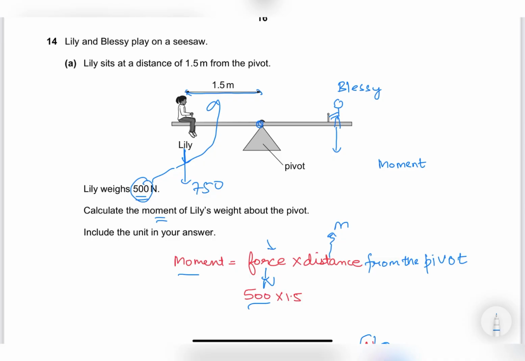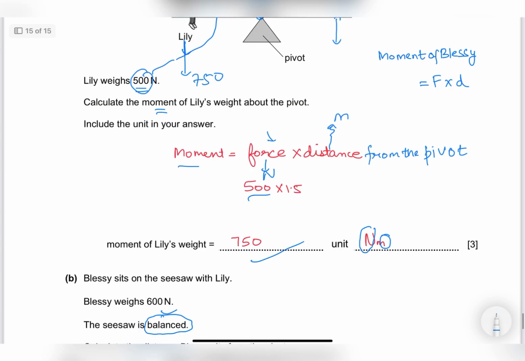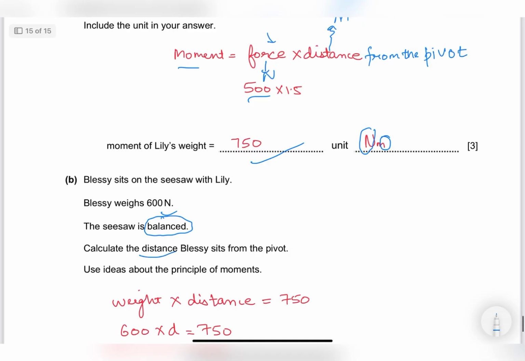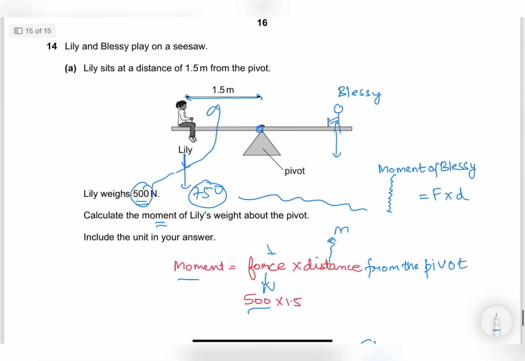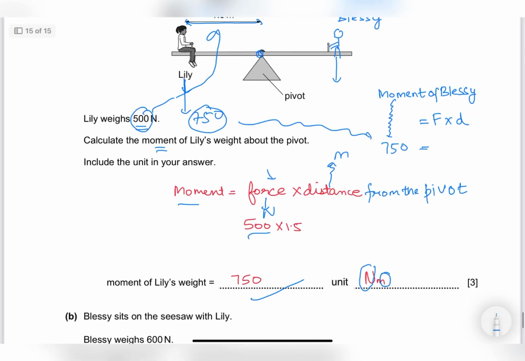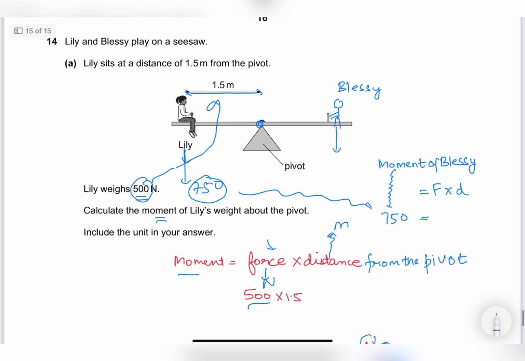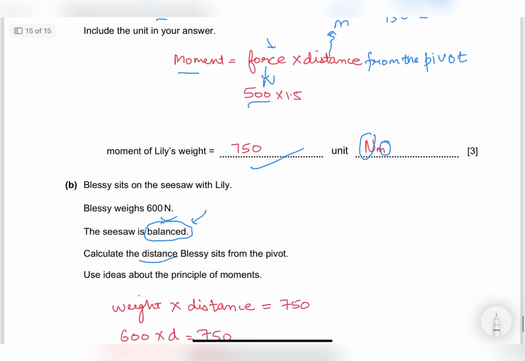So the moment of Blessy equals force times distance. We have to calculate the distance over here. Force is weight only. What is the moment of Blessy? 750. Why 750? Because the moment will be the same. That's why the seesaw is balanced. So 750 equals what is the force of Blessy?